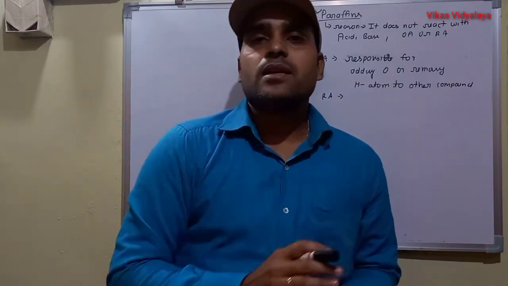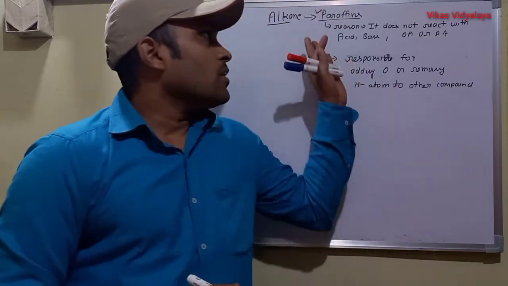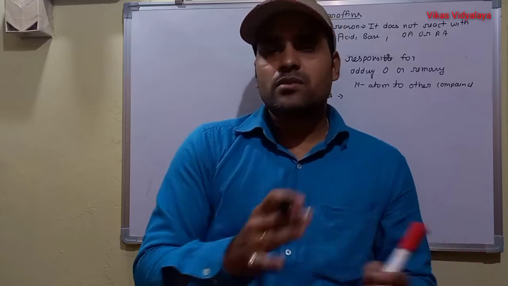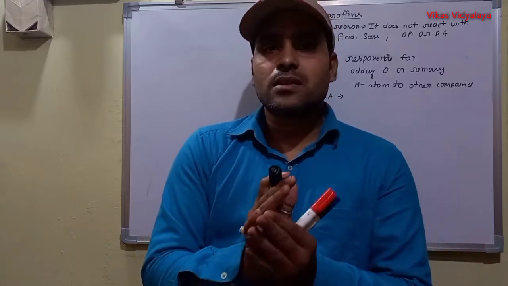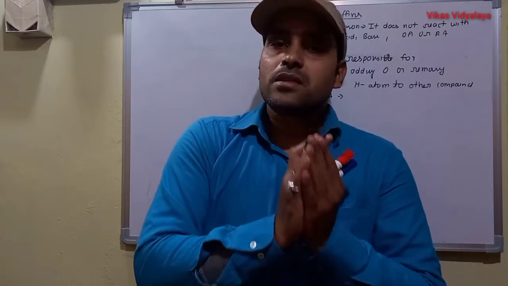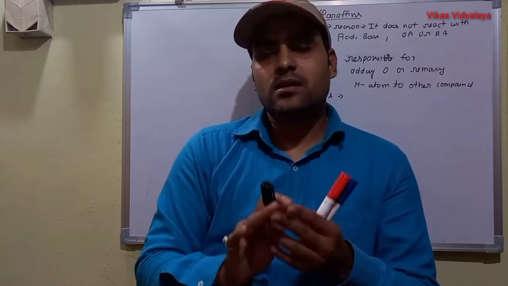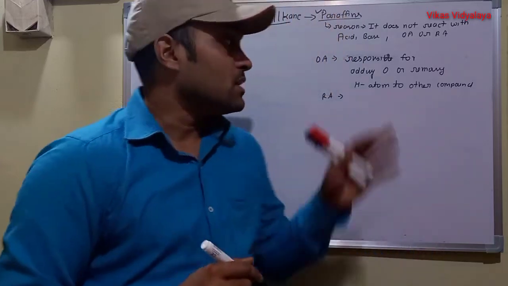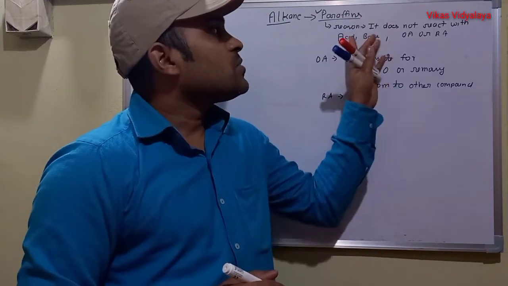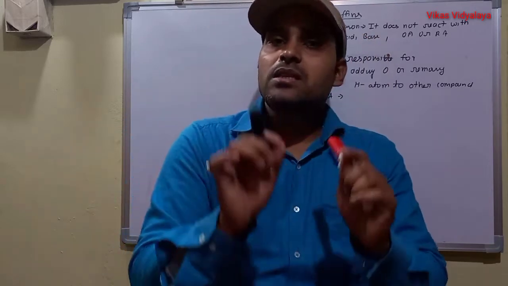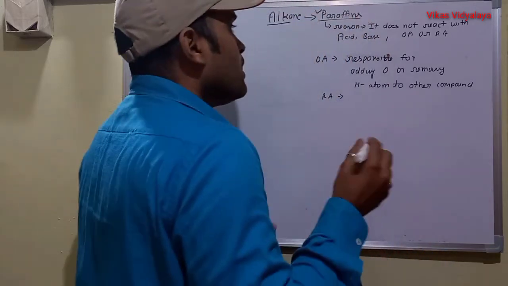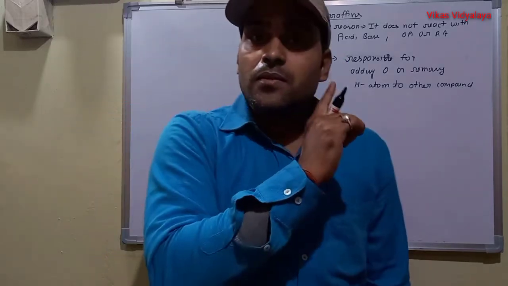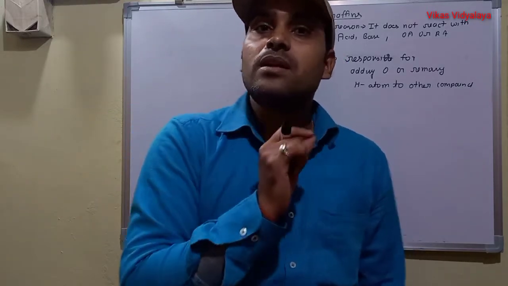We have already studied this in the previous chapter. So paraffin is generally known as alkane, or we can say alkane is also known as paraffin. At normal conditions, paraffin, meaning alkane, doesn't react with acid, base, reducing agent or oxidizing agent, so it is called paraffins. Why is it called paraffins? Because it does not react with acid, base, oxidizing agent or reducing agent. This is the reason.